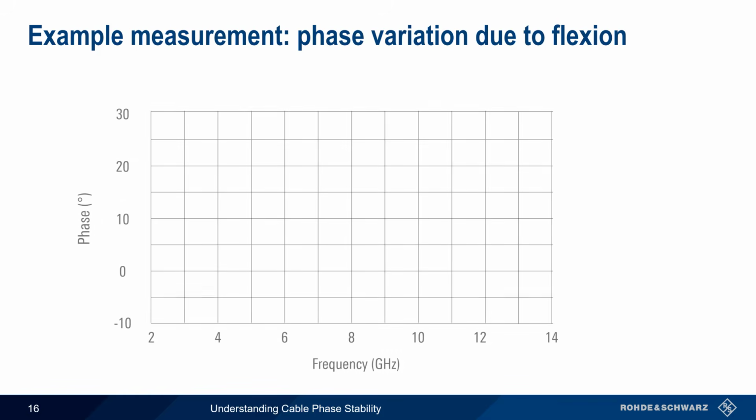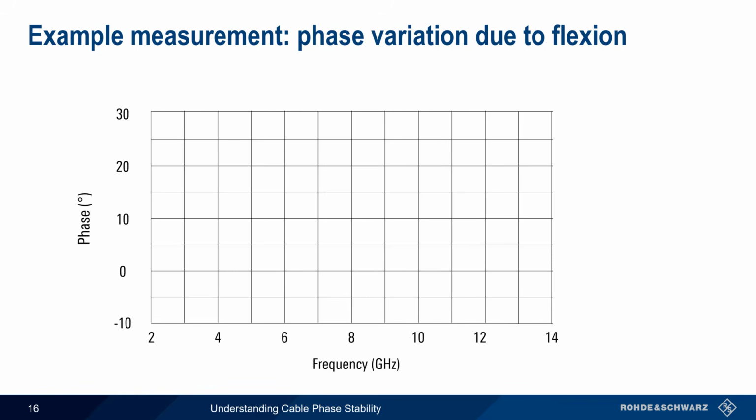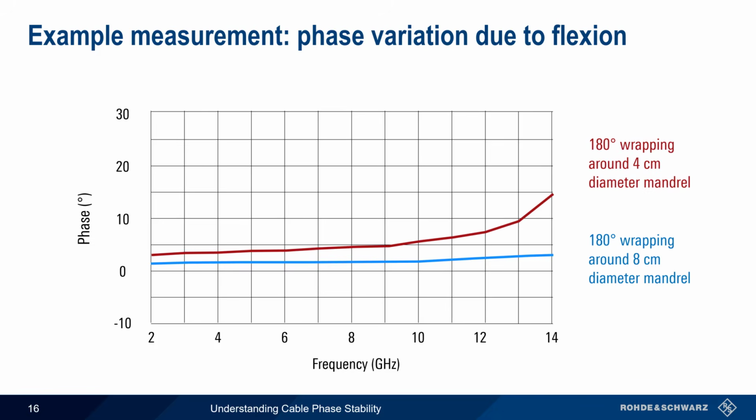Phase variation due to flexion is normally plotted as a function of frequency. Here, the blue trace shows phase variation when the cable under test is wrapped 180 degrees around a mandrel with a diameter of 8 centimeters. Note that the phase shift in this case is both low, a few degrees, and is also relatively constant over the measured frequency range. Wrapping the same cable around a mandrel with a smaller diameter increases the phase shift, and this effect becomes even more pronounced at higher frequencies. This behavior is very common among many types of cables when the bending radius and/or frequency are increased.